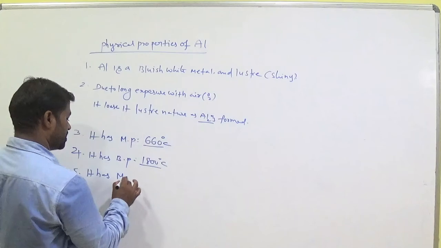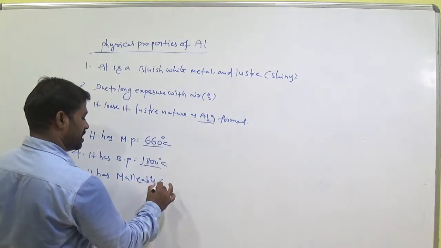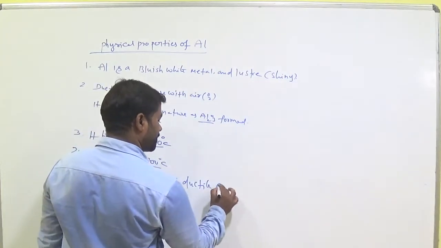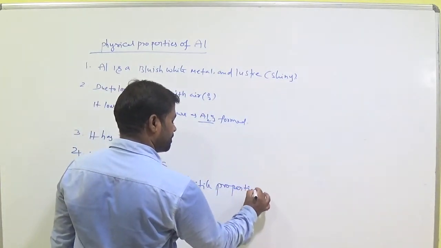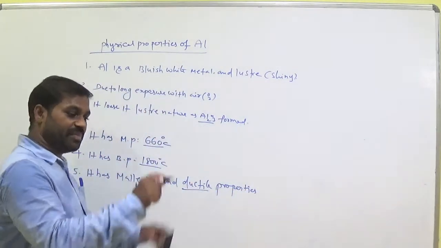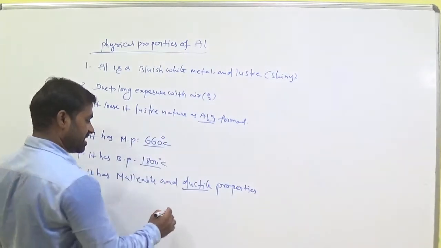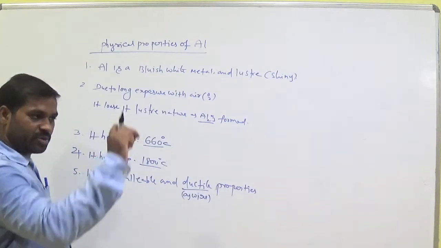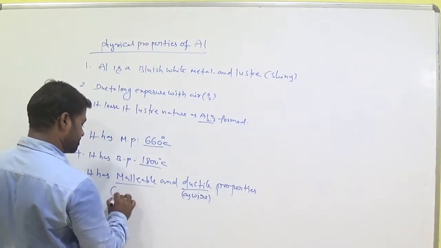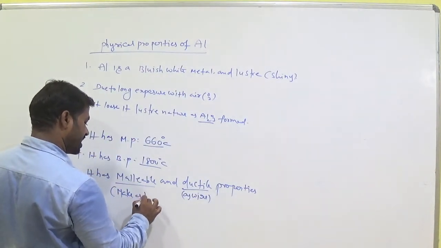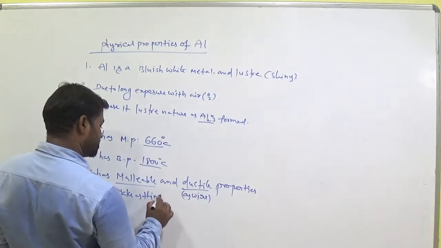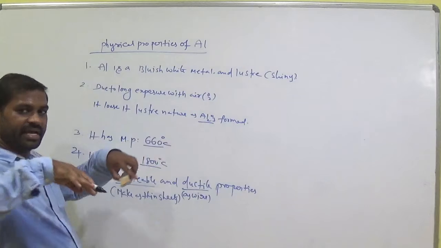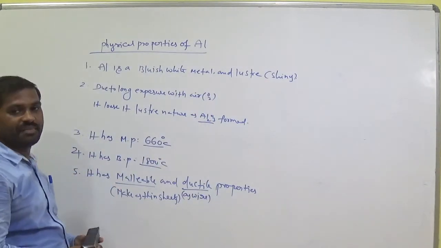It has malleable and ductile properties. Ductile means aluminium can be made into wire, ring-like structures, as wires. Aluminium can be made as wire. Malleability means making thin sheets. Aluminium can be made as sheets, and that property is called malleability. Okay.